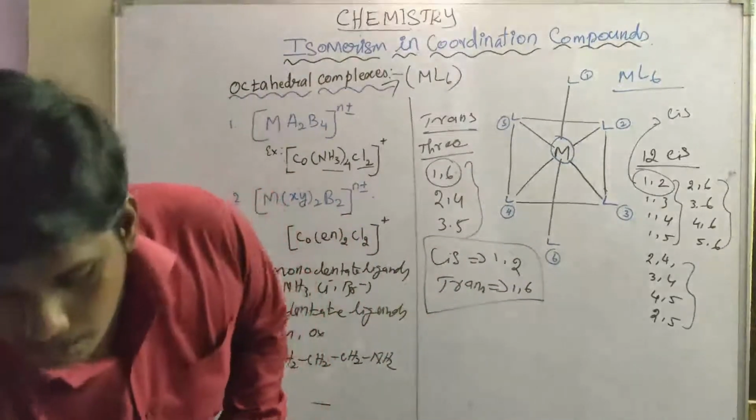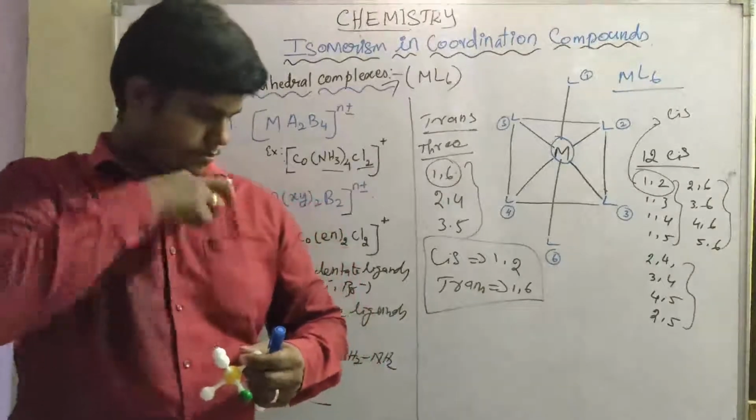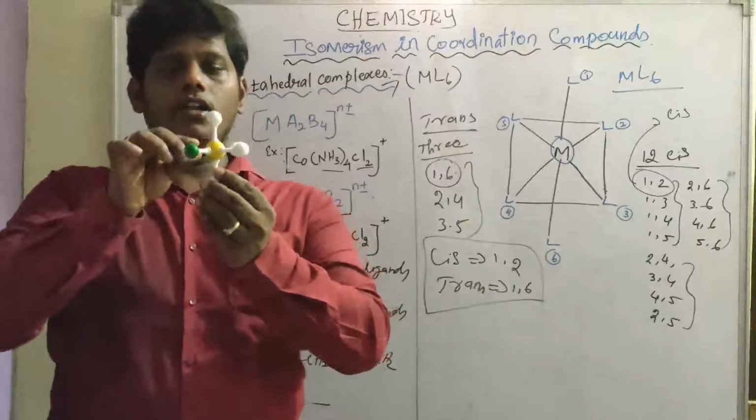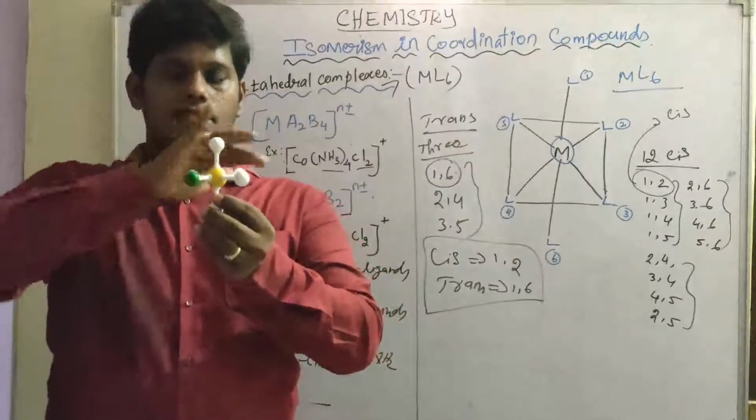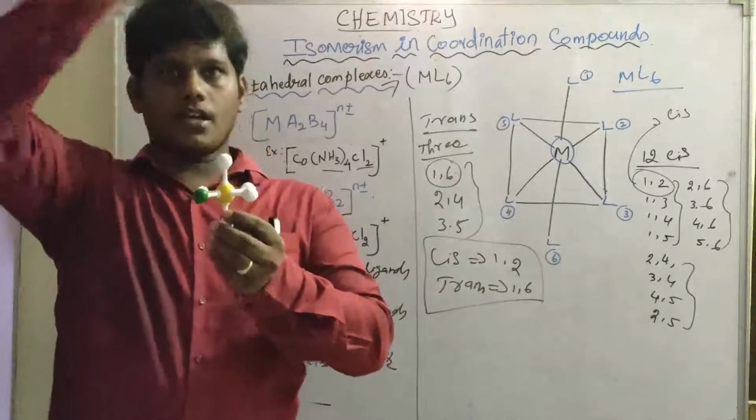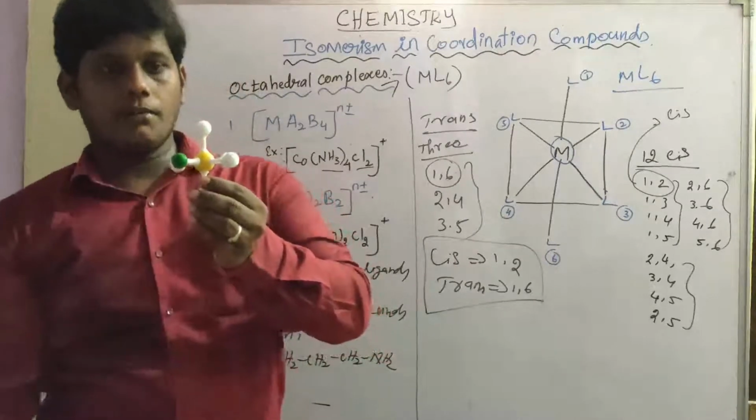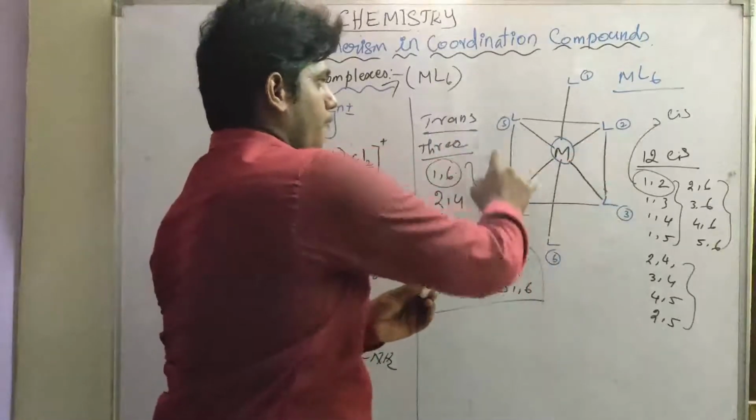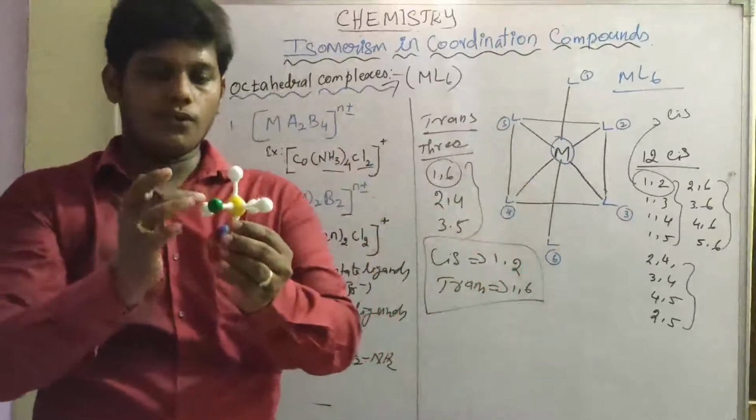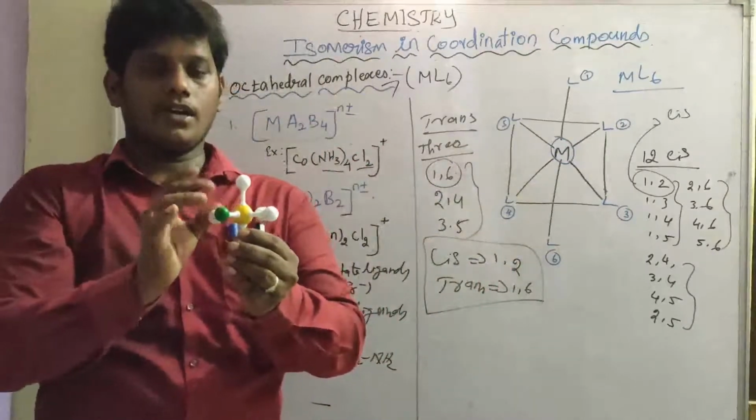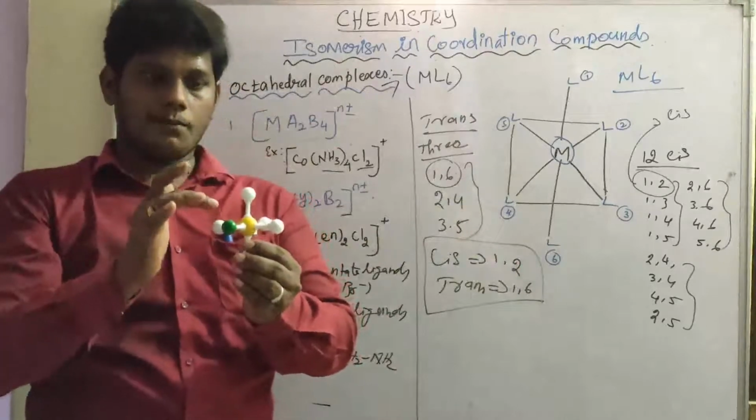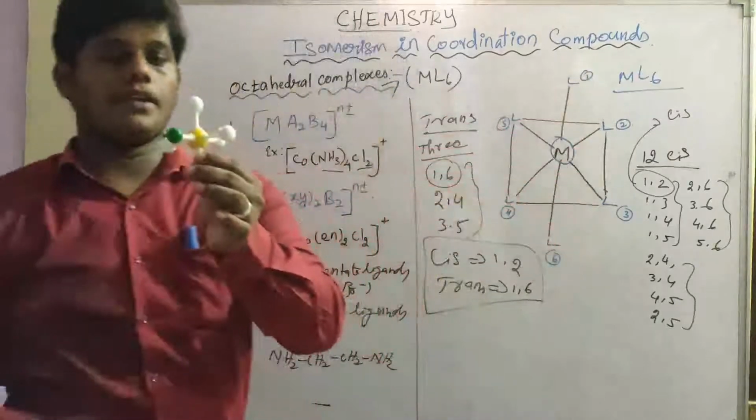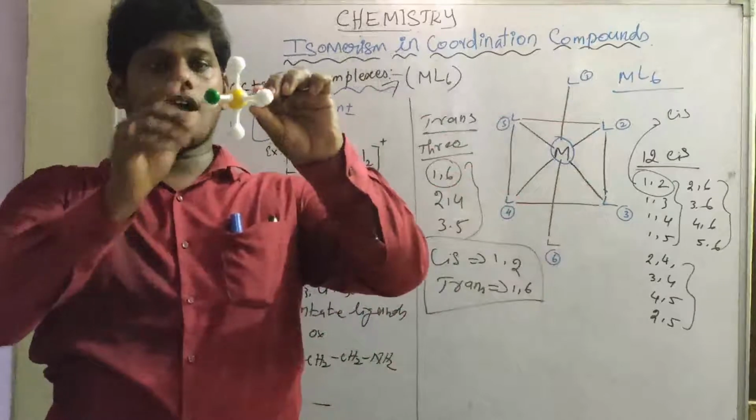Now we see the example. It is called an octahedral complex. The 4 ligands are in a planar shape, and then one ligand is above the plane and another ligand is below the plane. It is called an octahedral shape. These 2, 3, 4, 5, the 4 ligands, are present in the planar position, and also 1 and 6: one is above the plane and one is below the plane. It is an octahedral shape.